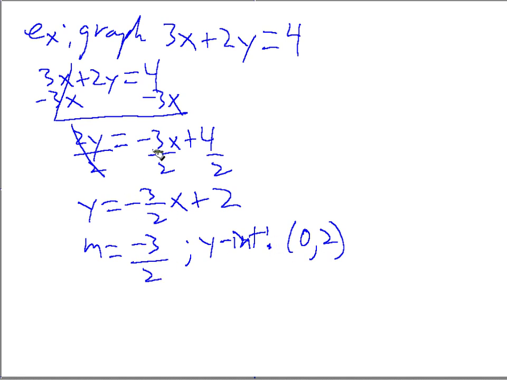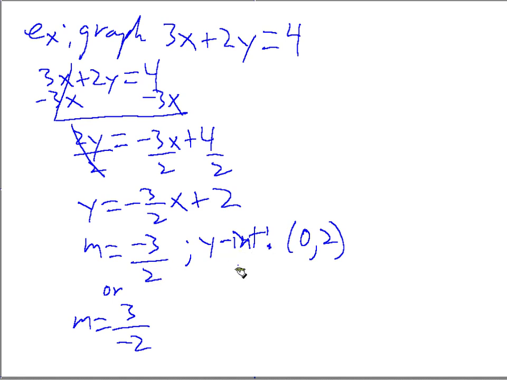So again, pick out the two pieces of information: the slope, -3 over 2, and the y-intercept, 0, 2. Notice I put the negative in the middle of the fraction here. So actually, the slope could be interpreted as +3 over -2. So I can say m is +3 over -2, because that's still -3 over 2. These two fractions are the same.